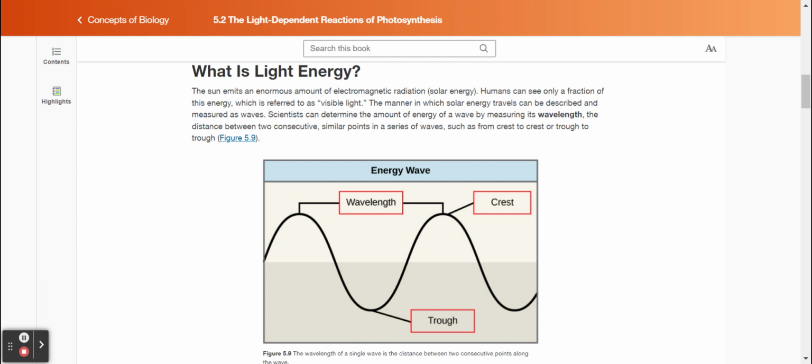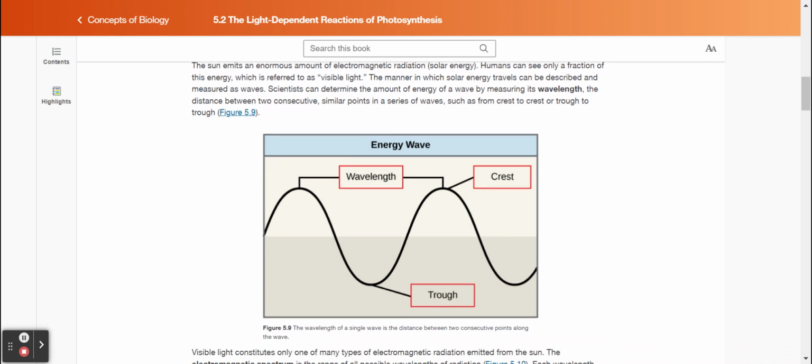Scientists can determine the amount of energy of a wave by measuring its wavelength, the distance between two consecutive similar points in a series of waves, such as from crest to crest or trough to trough. Figure 5.9. The wavelength of a single wave is the distance between two consecutive points along the wave.